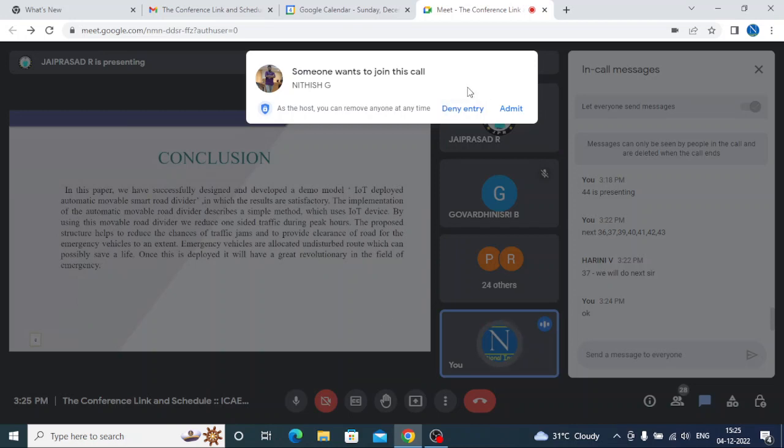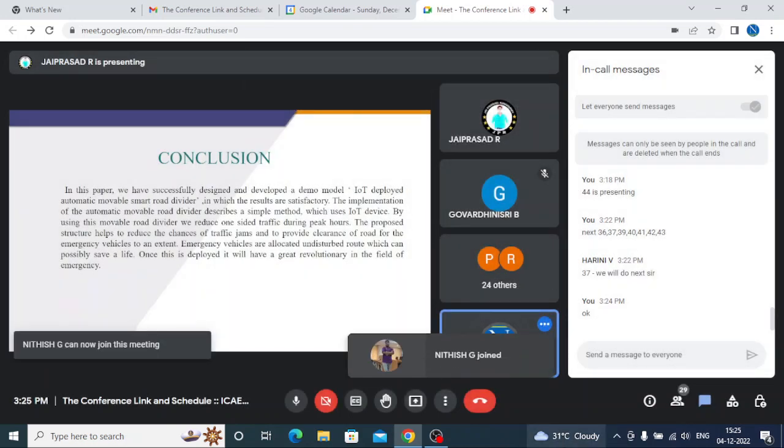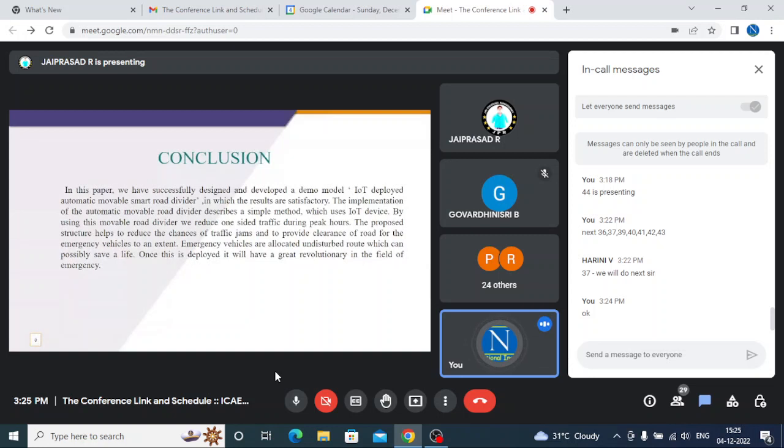Actually, you have given the IoT information, which is also IoT with the support of Web of Things, mainly focusing on sensors. Yes, sir, mainly focusing on sensors, including IoT and WoT.